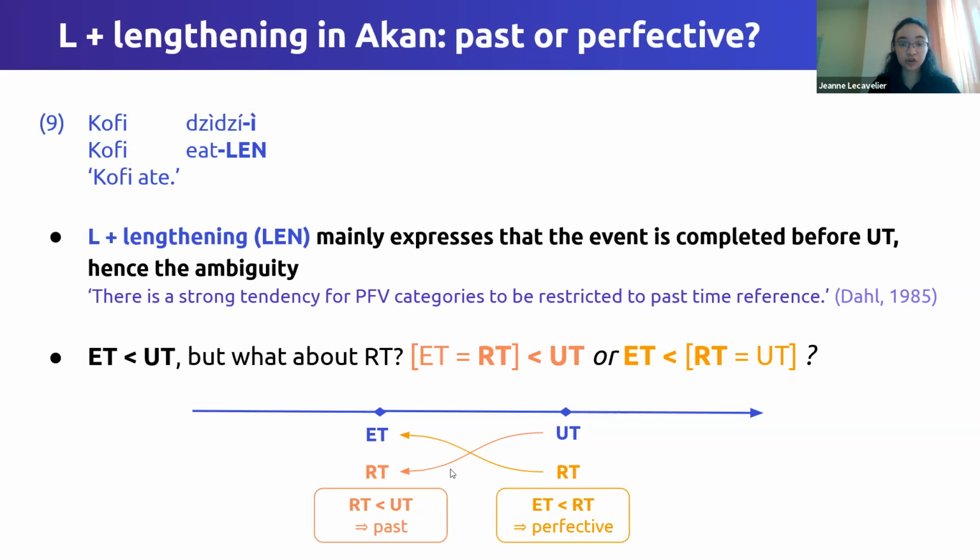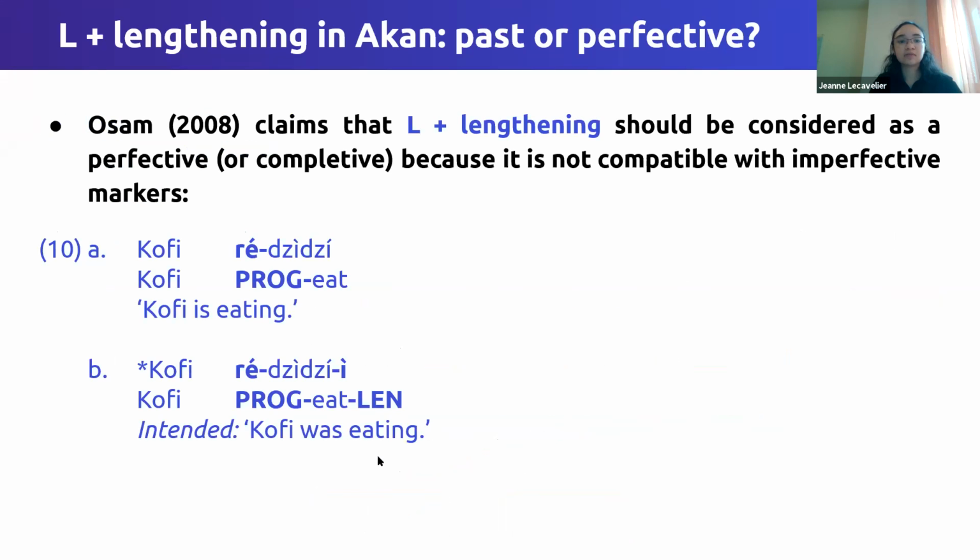So it mainly depends on where you would locate the reference time there, if you would think that it's the same as the return time or the same as the event time. Okay. And Osam 2008, which is an article on which we base a lot of our analysis, claims that the low tone and lengthening should be considered as a perfective or completive. Here it's the same, because it is not compatible with an imperfective marker. So you can see in 10, you can express progressive through the prefix array, but you cannot find both the prefix array and the low tone and lengthening on the same verb.